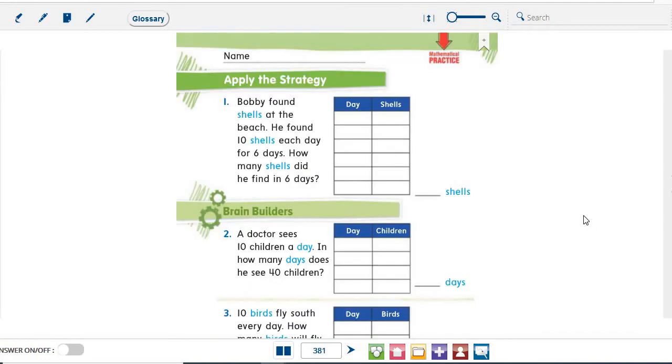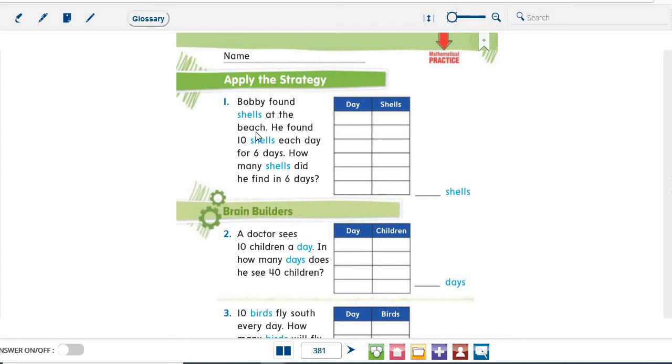Now let's solve another question, grade 1. Question number 1, page number 381. Bobby found shells at the beach. Interesting. Do you like to collect shells, grade 1? For me, I'm really interested in collecting shells, just like Bobby.